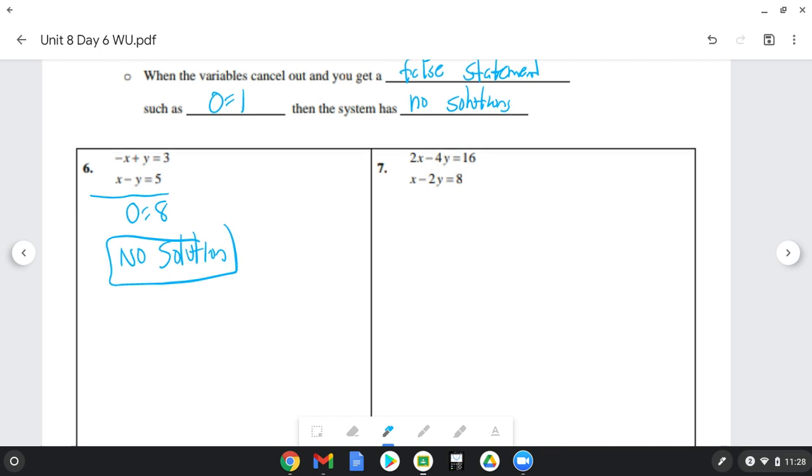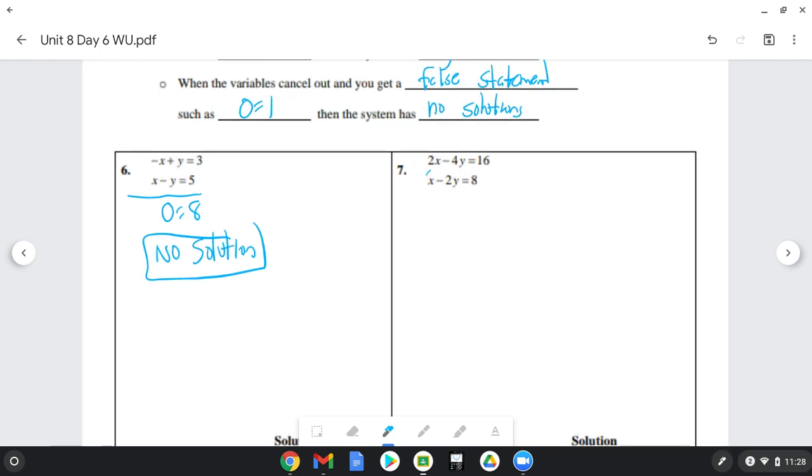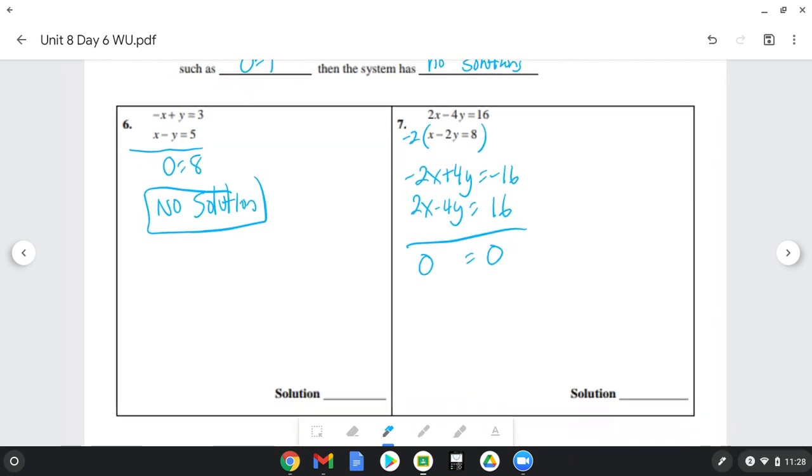This next one, you're going to have to multiply by something. So I think the bottom, if you multiply by -2, that will get rid of the x's for sure. -16. And then I'm going to put the top to the bottom here, and let's see what we get when we add together. The x's cancel. The y's actually cancel, and so do the numbers. So this one, 0 equals 0, that's a true statement. So this one is many solutions. So that would be your answer for 7.